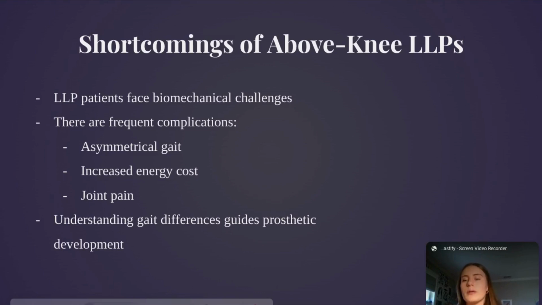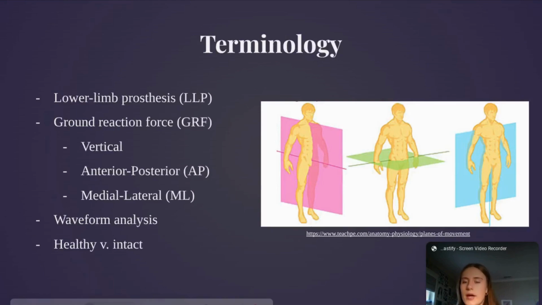So this project will be aiming to understand gait differences between healthy and prosthetic patients, to further guide prosthetic development. So to begin, I want to introduce you to some terminology that I will be referring to throughout this project. A lower limb prosthesis or prosthetic device that I've referenced so far, LLP.